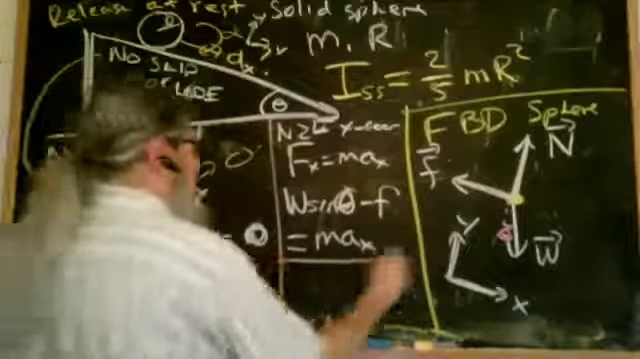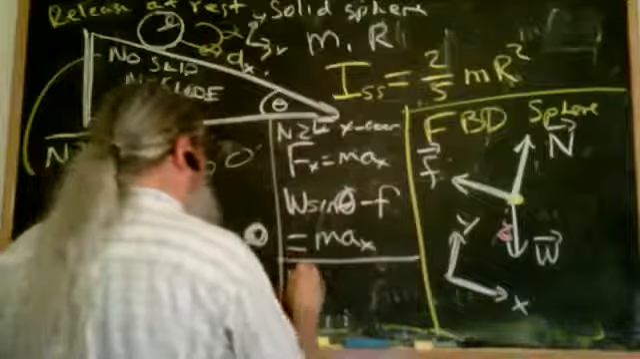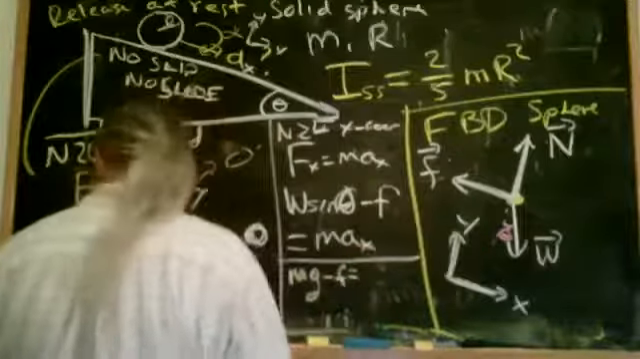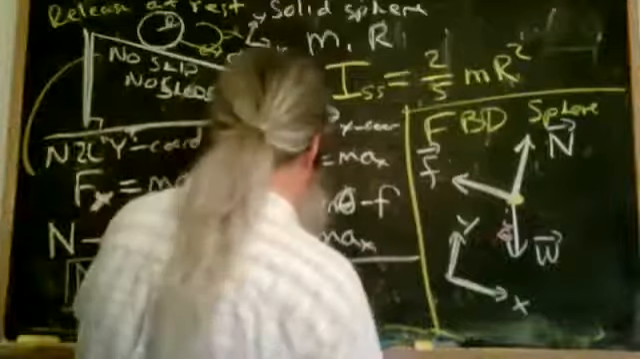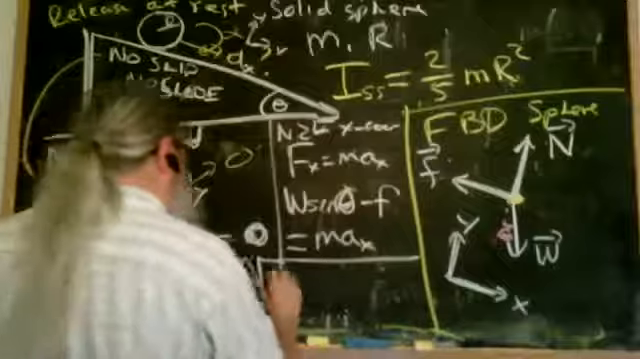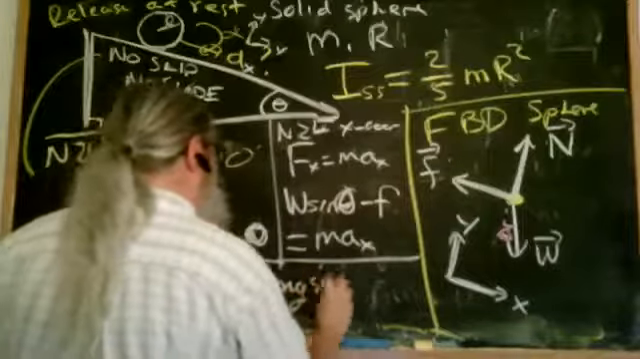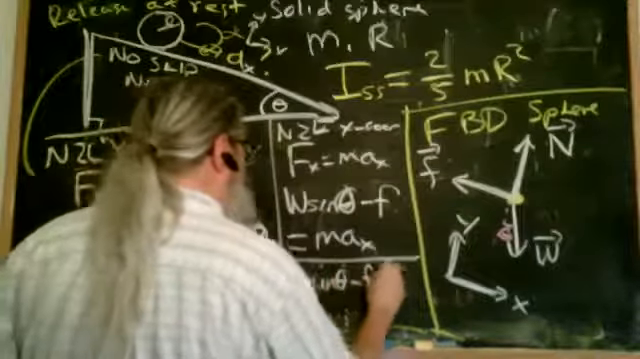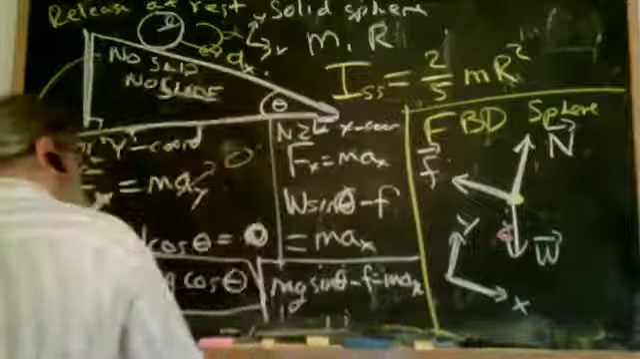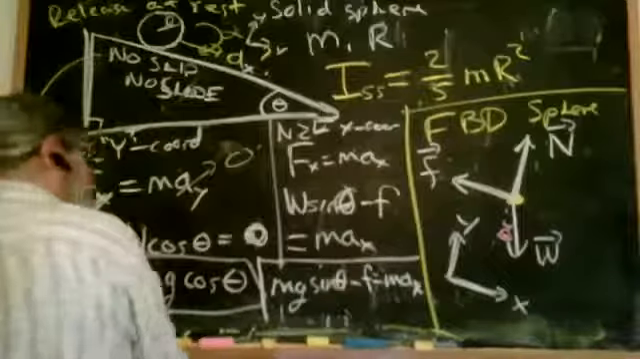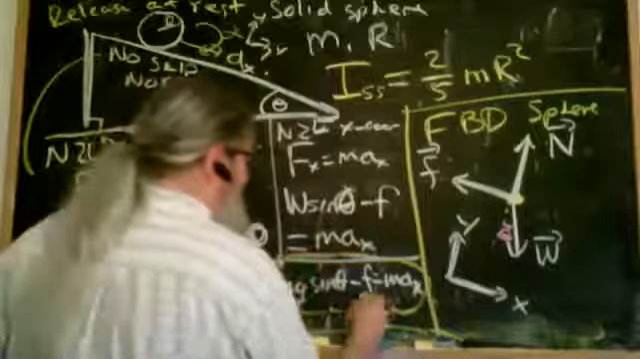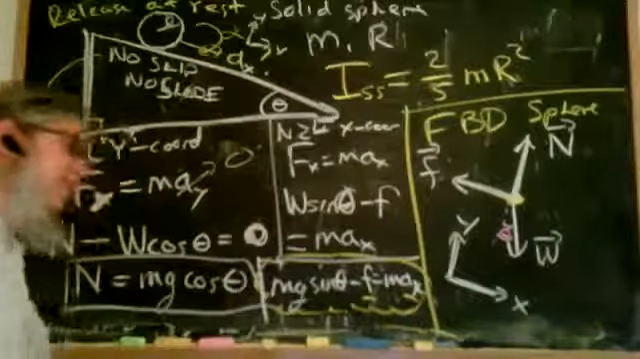So in other words, I can just rewrite this as mg sine theta minus f equals m a sub x. That's important. Don't forget the sign. So we have to rewrite this equation here. Give myself some extra room. Mg sine theta minus f equals m a sub x, which is what I want. And that's a great equation, but unfortunately, it's got two unknowns: the static friction and acceleration.